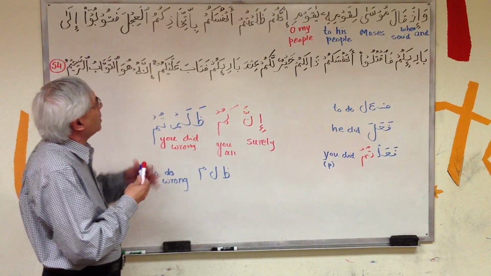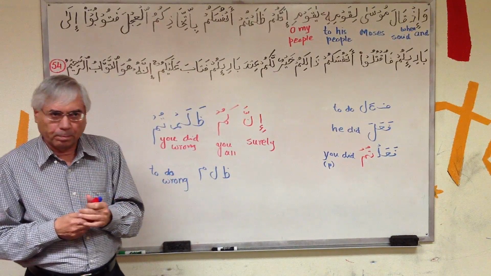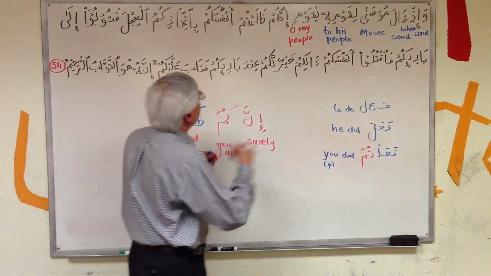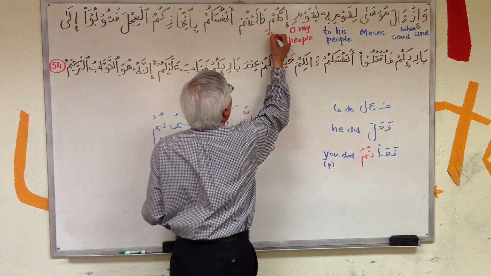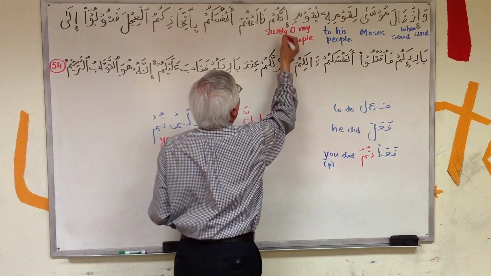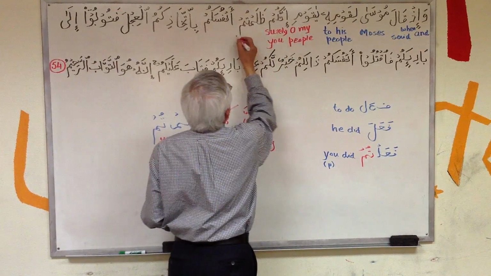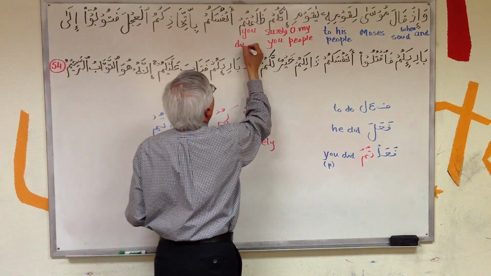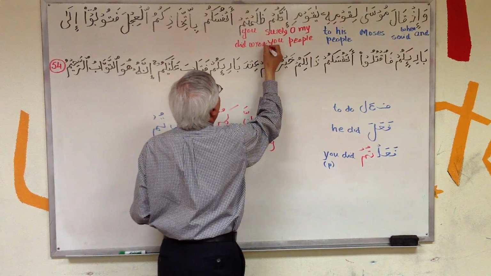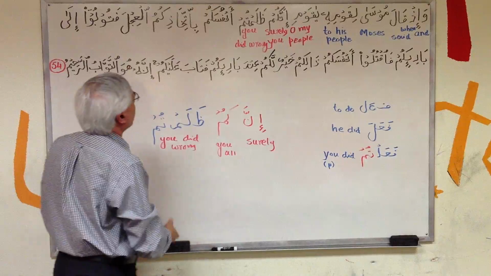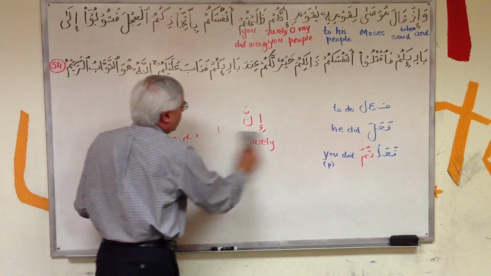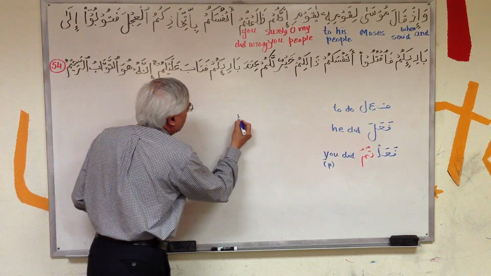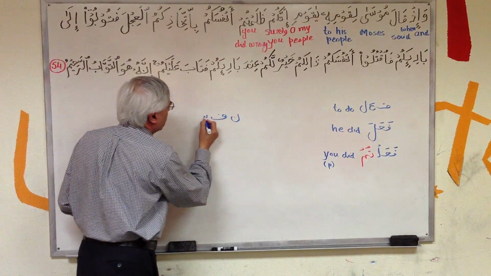Now, next word is anfusakum. Okay? So let's first finish this one. Surely you, and then he's saying you did wrong. And then he is further saying anfusakum. Okay? So anfusakum is from these letters noon, fa and seen.